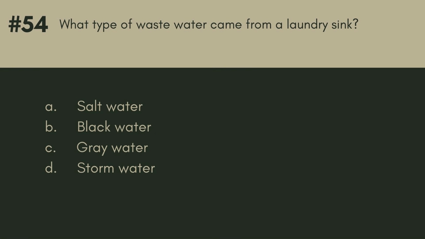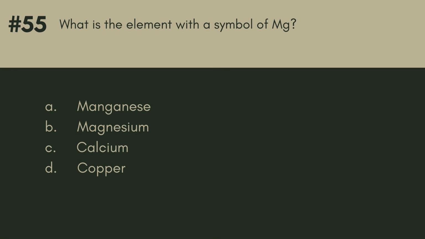Question 54. What type of wastewater came from a laundry sink? A. Salt water. B. Black water. C. Gray water. D. Storm water. The answer? It's C. Gray water. Gray water, the type of wastewater from a laundry sink.